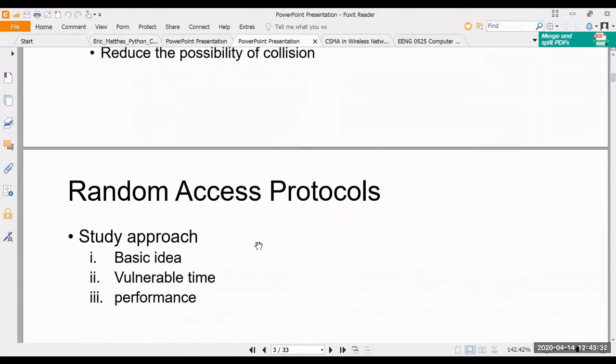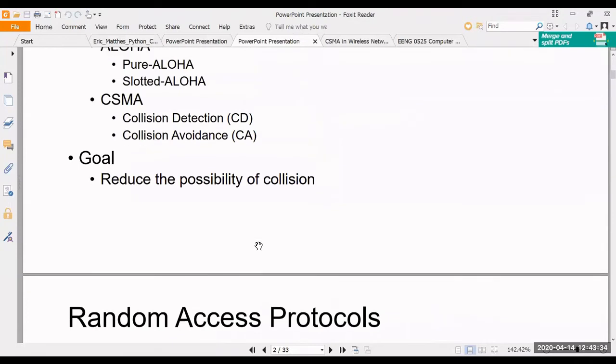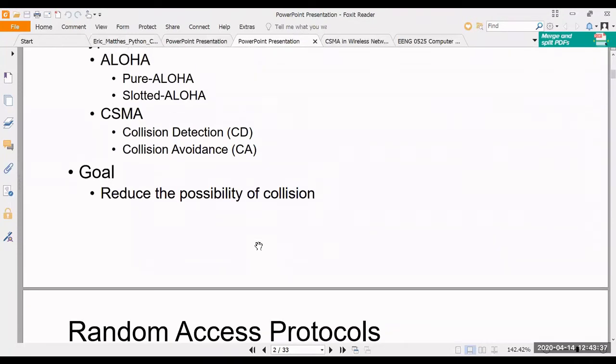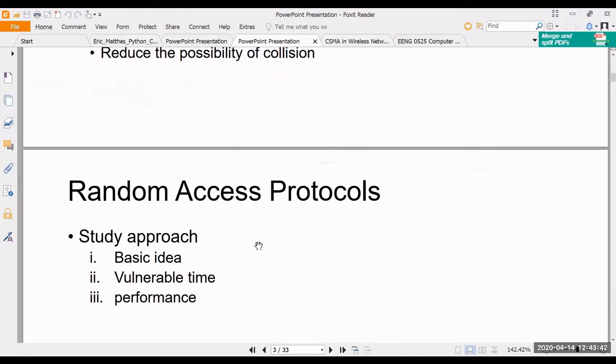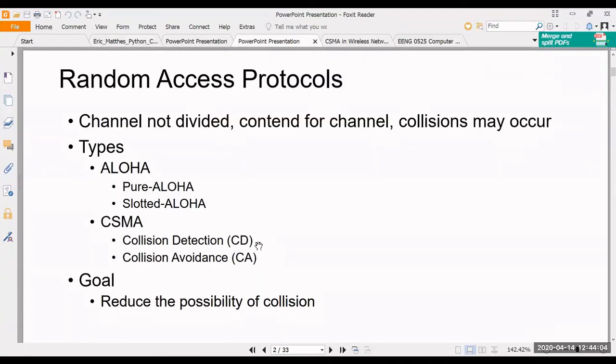So before we delve deep into the CSMA, for the other techniques that we discussed, the pure Aloha and the slotted Aloha, we're looking at three basic things. When we pick a technique or protocol, we discuss its basic idea, that is how it works. And then we look for certain parameters that define the efficiency of the protocols. So we talk about the vulnerable time, and we also talk about the performance, right? That same story will apply for the CSMA that we'll discuss today.